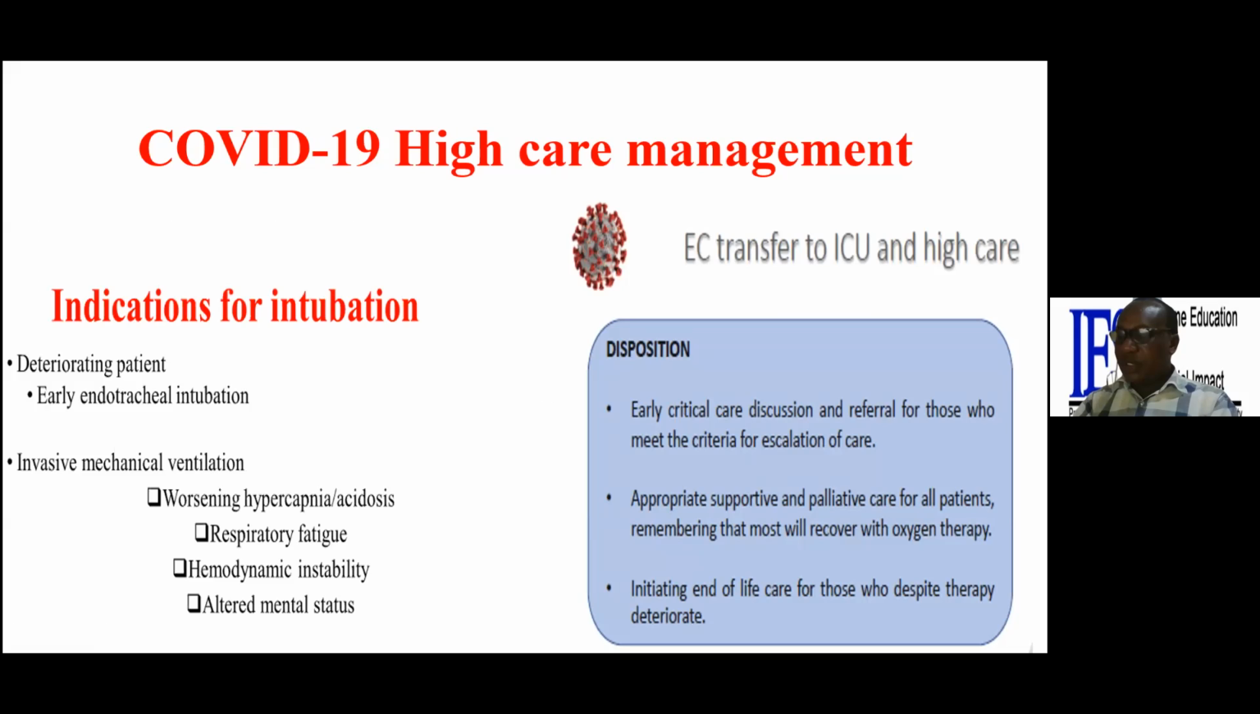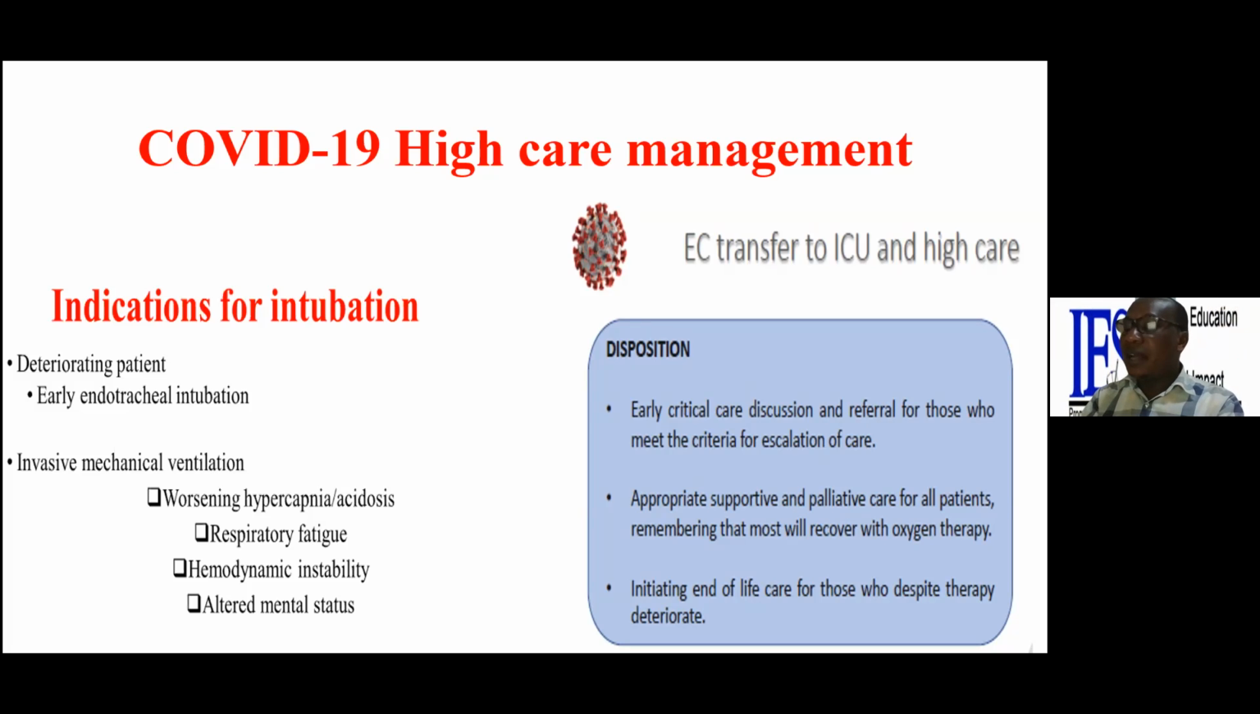So those are indications of intubation. Of course, the first one is if a patient is deteriorating, we really need immediate intubation. Of course, endotracheal intubation first, and then if it's failing, you may need tracheostomy and whatever. Of course, after intubating a patient, you will put on invasive mechanical ventilation. So you can't intubate a patient and put on non-invasive. It's impossible. It means you intubate the patient, then put on invasive ventilation.